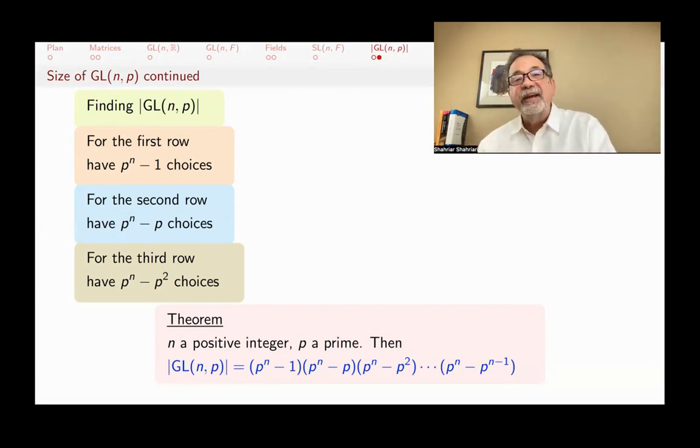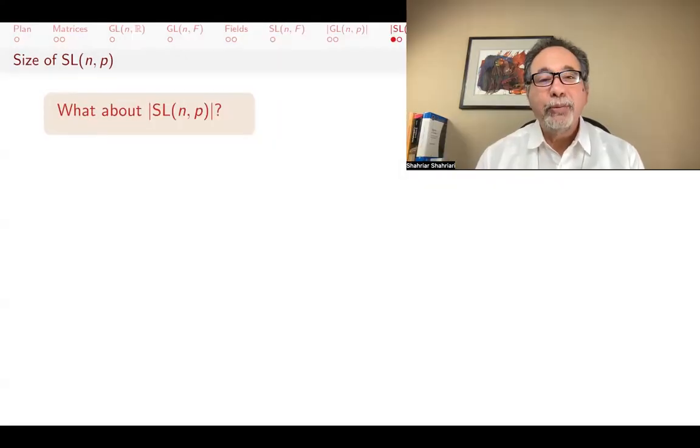Regardless of which one I pick, I have p^n minus p^3 choices for the fourth row, and so forth. So that's the size of the general linear group GL_n(F_p). And what about the size of SL_n(F_p), the special linear group? The special linear group is those matrices in GL_n(F), those invertible n by n matrices whose determinant is 1.